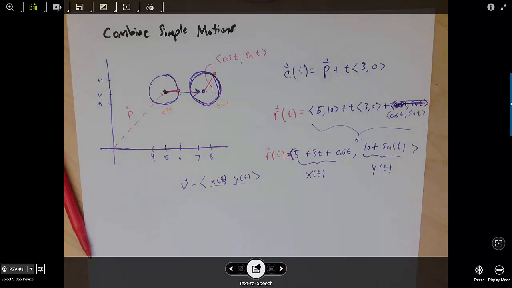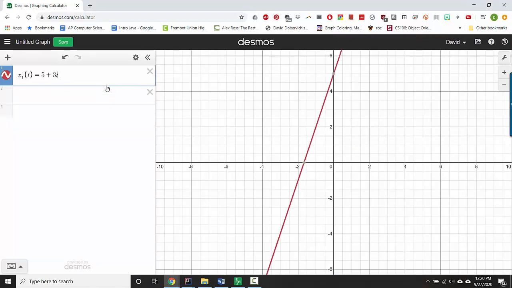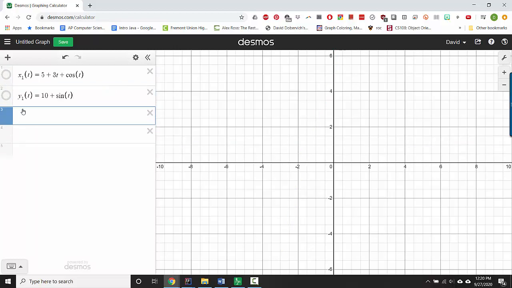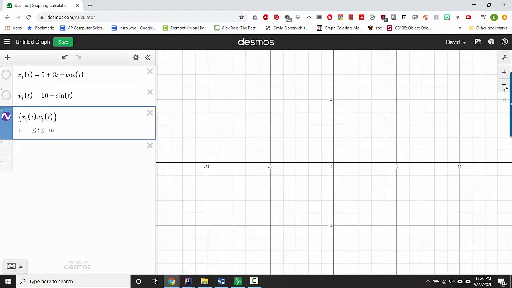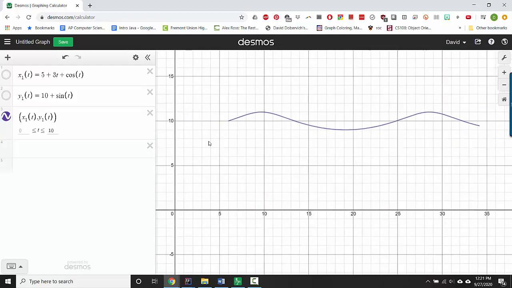Let me just show you what it looks like in Desmos right now. So here I am. I'm going to write x1 as a function of time is 5 plus 3t plus cosine t. And then y as a function of time is 10 plus sine of t. And I don't want to display these separately. Instead, I want to display x1(t), y1(t). Time between 0 and 10 seems good. Interesting. So this is the path that it's tracing out.